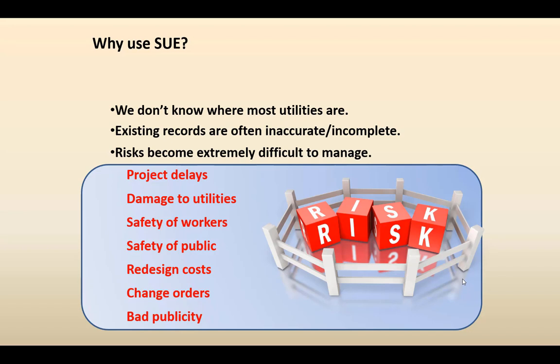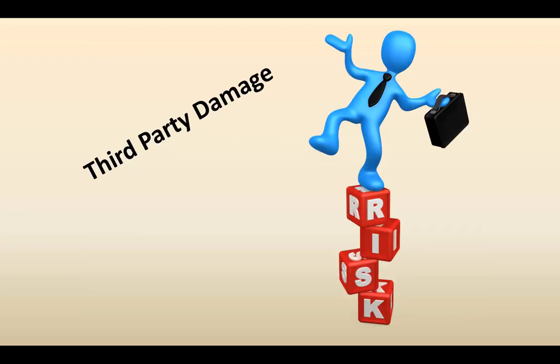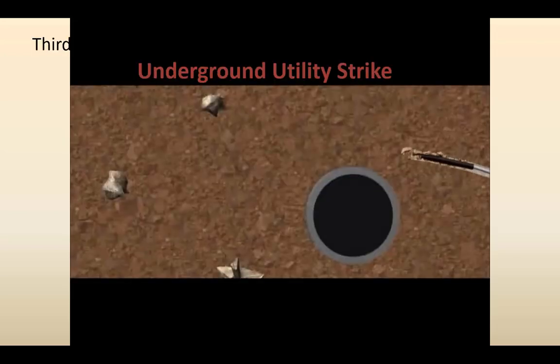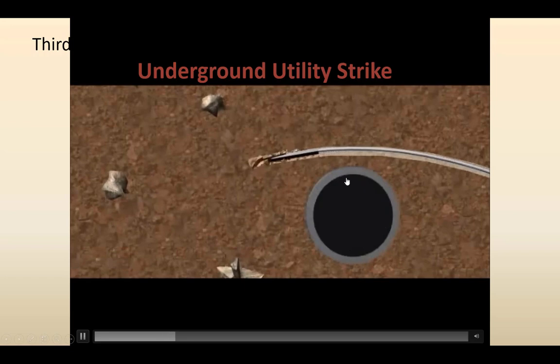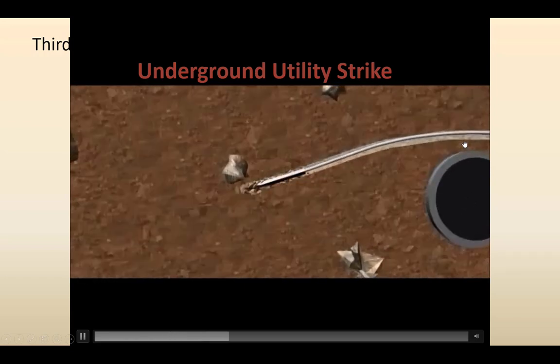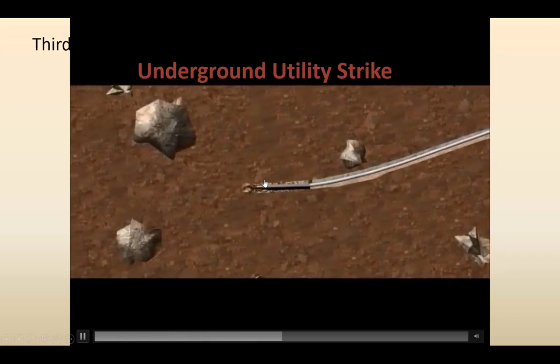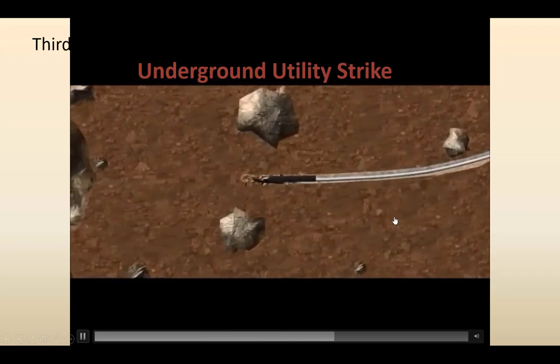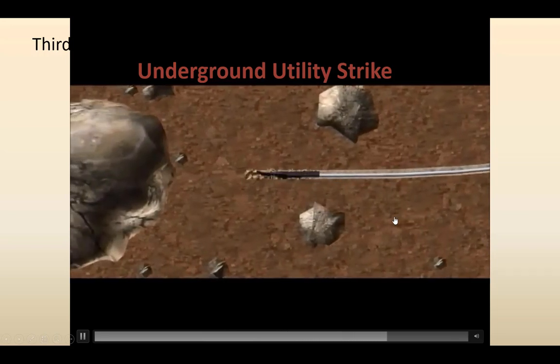And what are these risks? Project delays, damage to utilities, safety of workers, safety of the public, redesign costs, change orders, bad publicity. These are risks which are very difficult to manage unless we are able to collect good data on underground utilities. Third party damages: if there is an existing pipe and you do not know the location of it, and you are going by, let's say, horizontal directional drilling, you have all the chances of hitting the pipe, and these kinds of risks are difficult to manage.